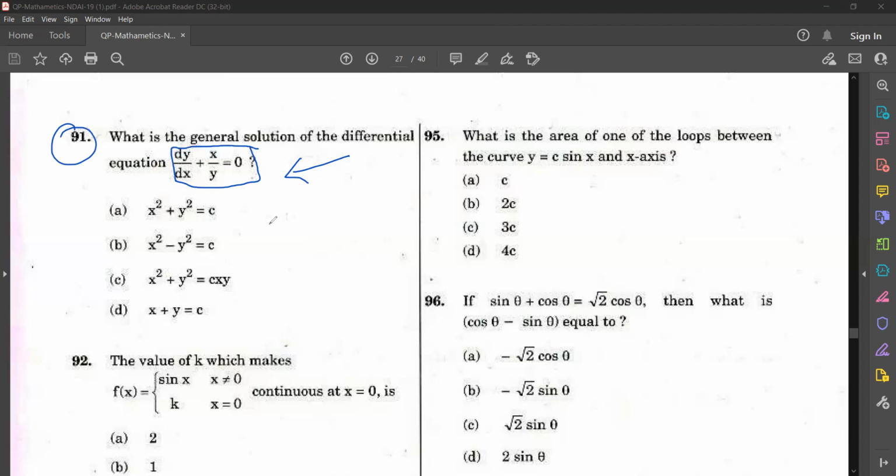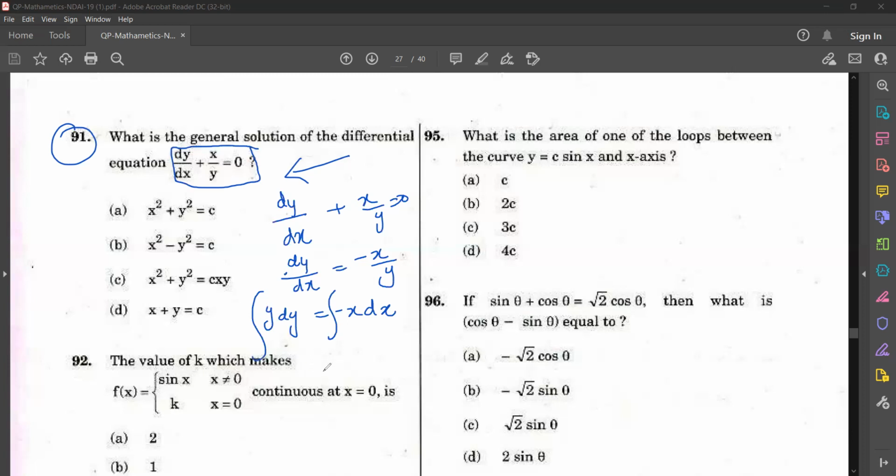So how to do this? We write the equation dy by dx plus x by y equal to 0. So dy by dx is equal to minus x by y. Cross multiply: y dy equal to minus x dx. Integrate both sides. What is the integration of y? y square by 2. What is the integration of x? x square by 2. So y square by 2 plus x square by 2 equal to 0.